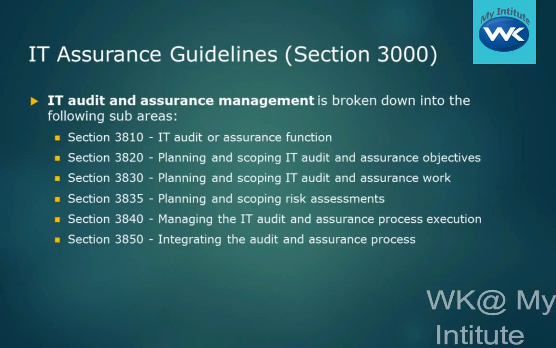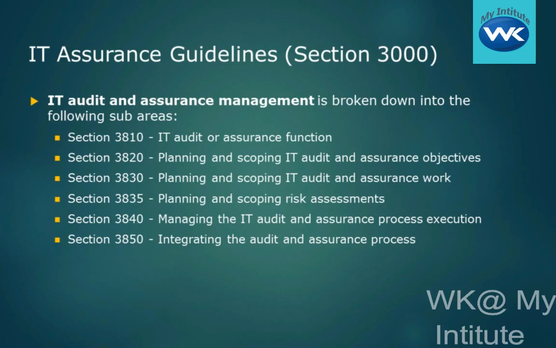Now, your IT audit and assurance management is again broken down into some sub areas. And again, I'm going to go through this list of sub areas with a few interjections in areas that might not sound as clear, but the titles are kind of, I think, straightforward. And again, we're still talking about guidelines, right? In the overall section 3000. And again, we're going to talk about some of the ways in which management has guidelines.